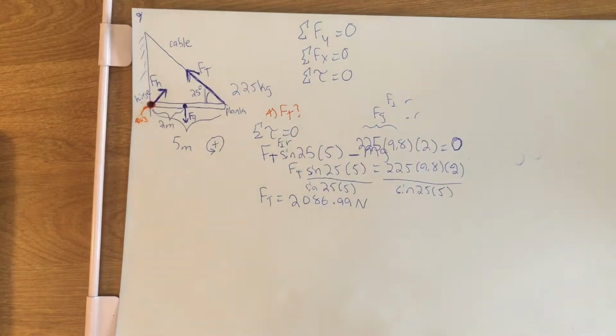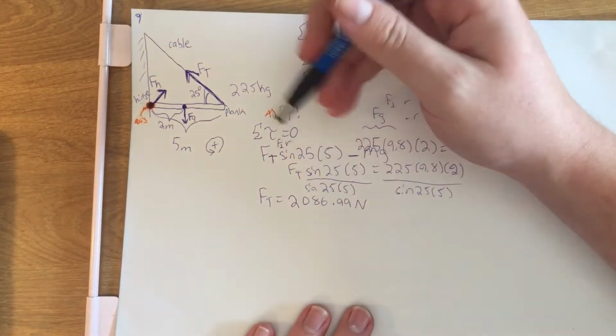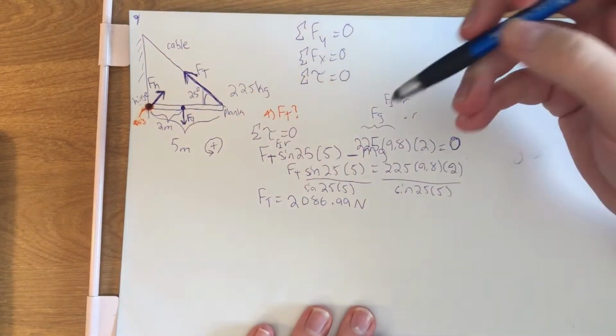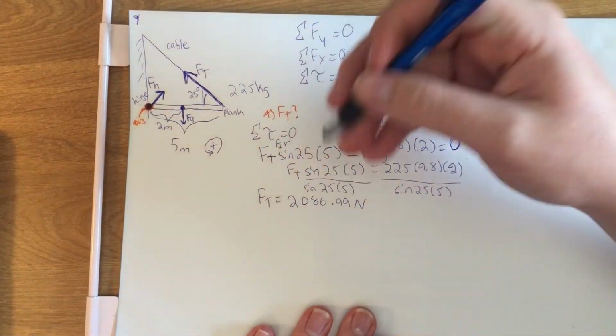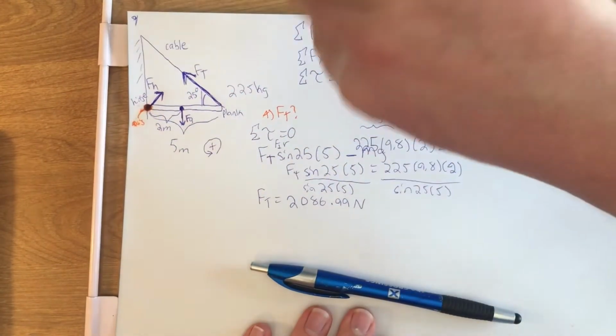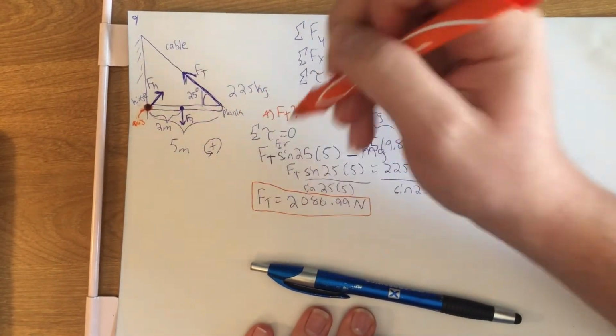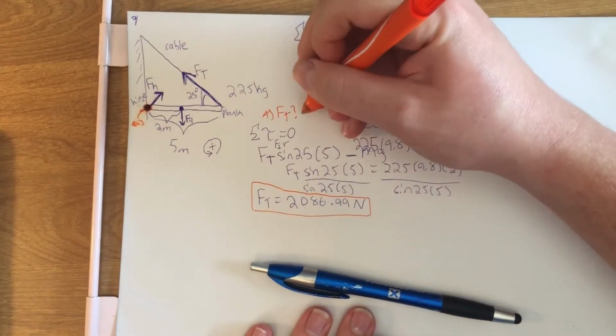So we just found our force tension. We used torque to find that. We put the axis of rotation on the force from the hinge, so we didn't have to worry about it. And then we were able to use torque to find the force tension. So let me go ahead and box this in case we need to look at it later. So that's the first part. We found force tension. We're good.